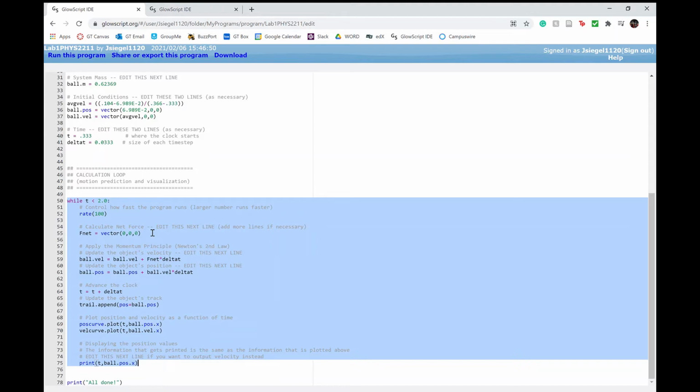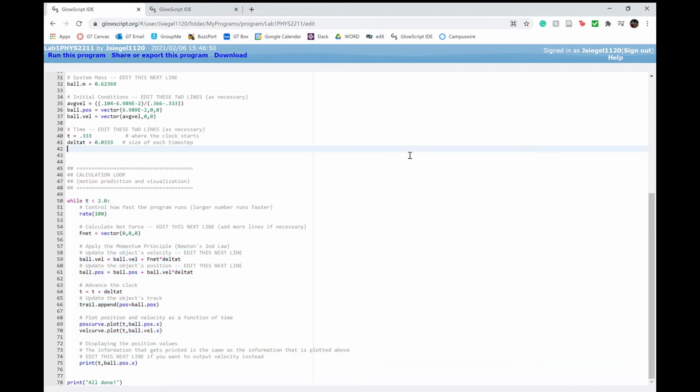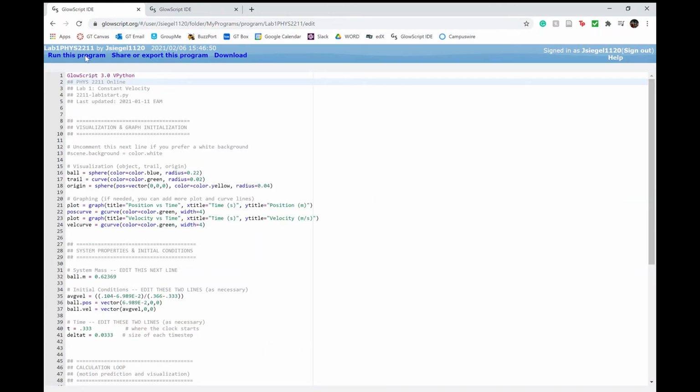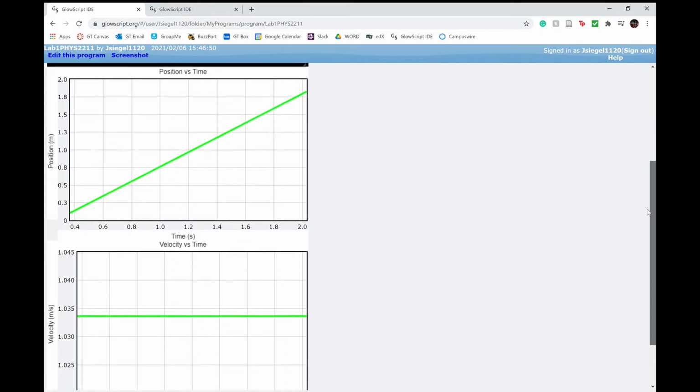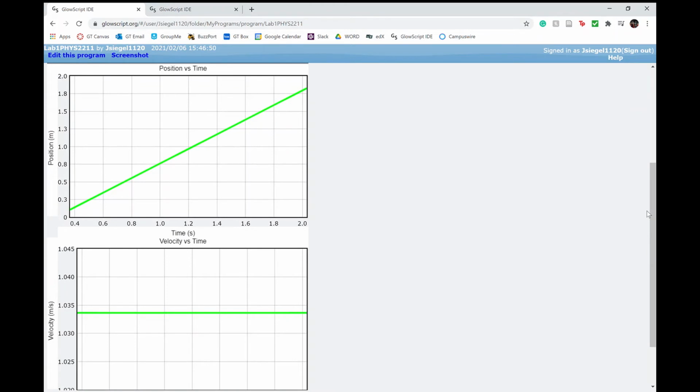Then, using Newton's second law, I had to edit the velocity update formula so that it was velocity final equals velocity initial plus Fnet, which is 0, times delta t, as well as edit the position update formula so it was position final equals position initial plus average velocity times delta t. I then ran the code where GlowScript created a computational model for what the motion of the ball should look like, as well as a position versus time graph and velocity versus time graph. The position consistently increases as time increases because the velocity doesn't change, as seen in the second graph.